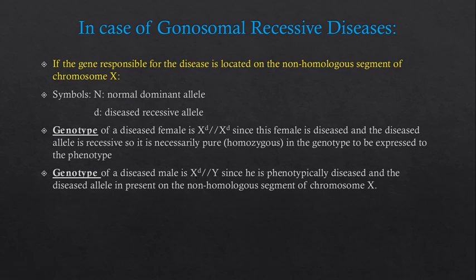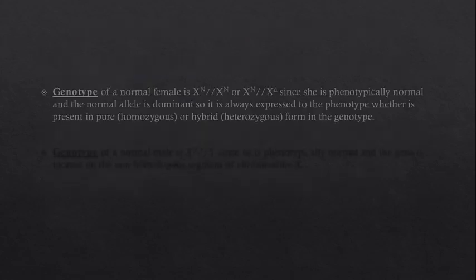So his genotype is going to be XDY. This is because he is phenotypically diseased and the diseased allele is present on the non-homologous segment of chromosome X. This is why his genotype is going to be XDY.